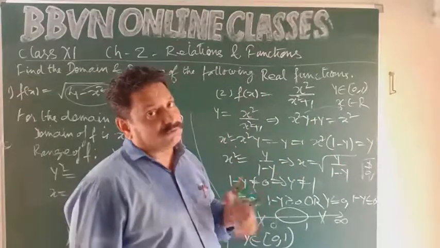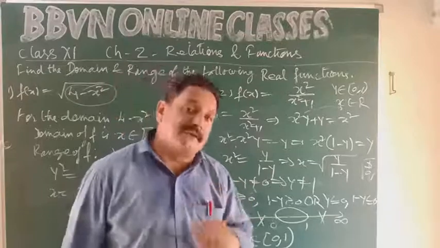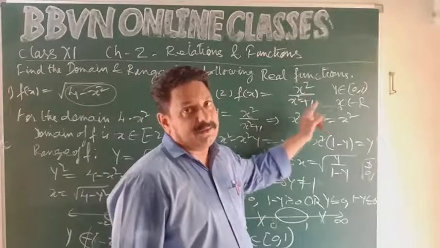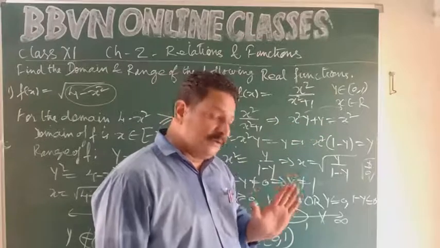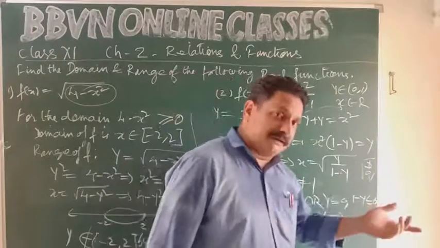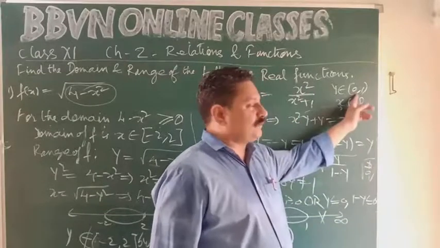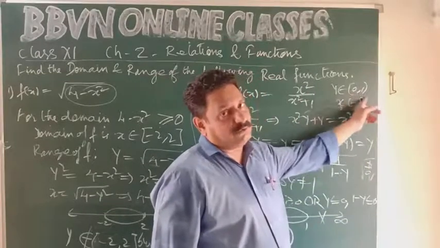But if x square is 0, say I take x equal to 0, then x square is 0. 0 upon 1 is 0. So range will be 0 or more than 0, positive, but less than 1. So range is y belongs to 0 to 1. 0 included, 1 is not included.